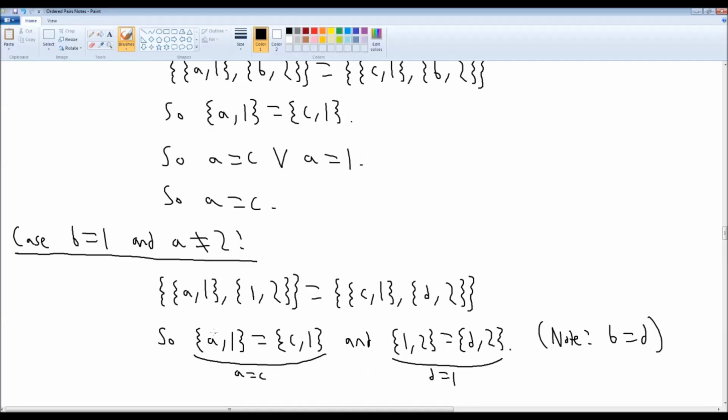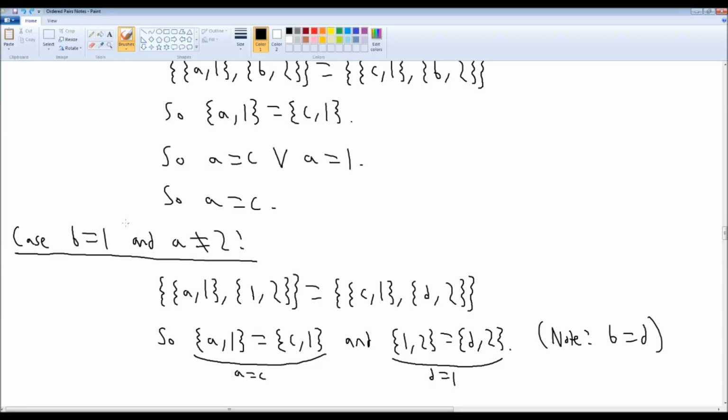Why is that? Well, either A has to equal C or it has to equal 1. If A equals C, then we're done. But if A equals 1, then this becomes 1 comma 1. So it's a singleton having only one element. And since C is in the singleton, then C also has to equal 1. So in that case, if A is 1, C is also 1. So that means A has to be C anyway. All right, so we've proven that A equals C and B equals D, which is what we wanted to show.